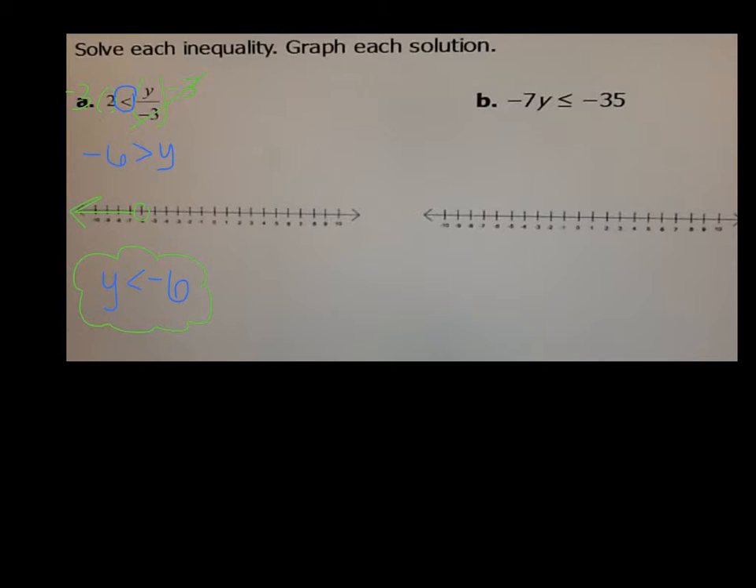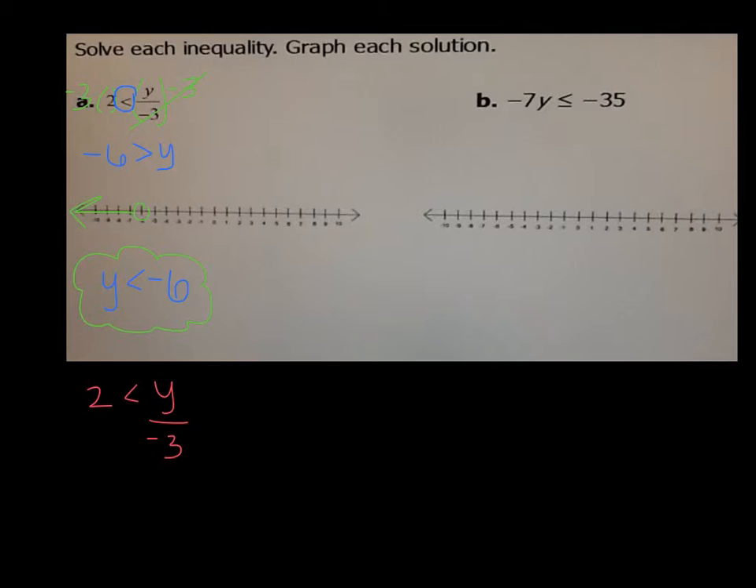Okay? All right, I want to talk a little bit more about this flipping the negative thing. So my original inequality was 2 is less than y over negative 3, okay? The value that we calculated, we said that the number has to be less than negative 6. That means it has to be somewhere over here on the left side of negative 6. So let's choose a value and substitute it in and just make sure that it works.